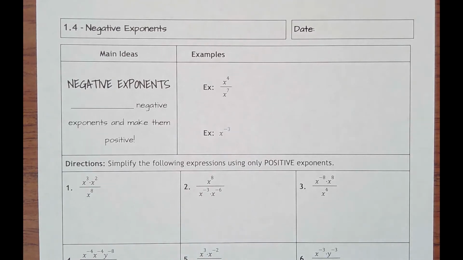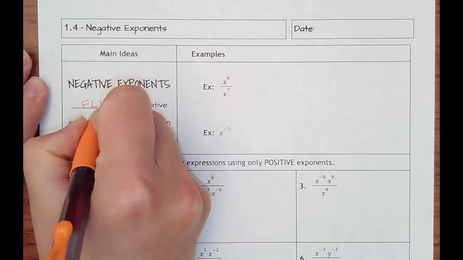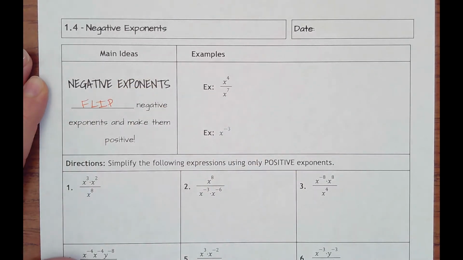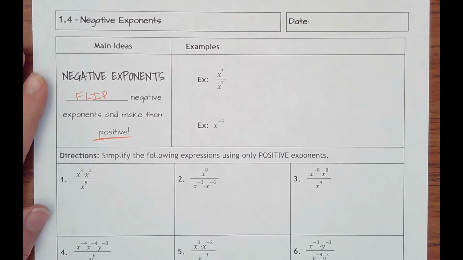All right, we got lesson 1.4. We're going to learn about negative exponents. When you have negative exponents, you're going to flip them and make them positive. And this is very, very important. You're going to make them positive.